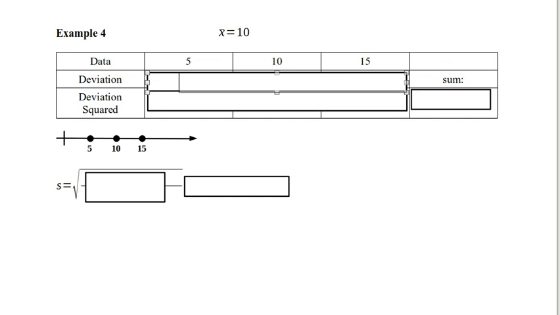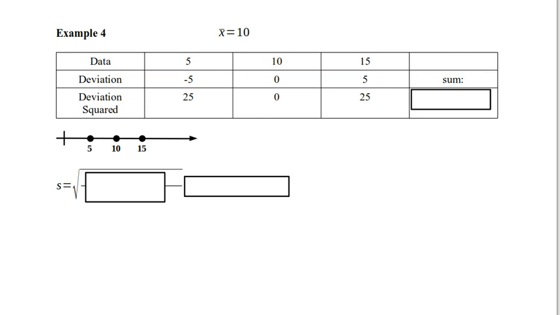So the first thing we need is the deviation. 5 is 5 less than our mean of 10. 10 is exactly the mean, and 15 is 5 more. So we have -5 for the first deviation, 0, and then 5. We square those. A negative squared is a positive, because negatives times negatives are positives. 0 times 0 is itself 0. 5 squared is 25. We add them up.